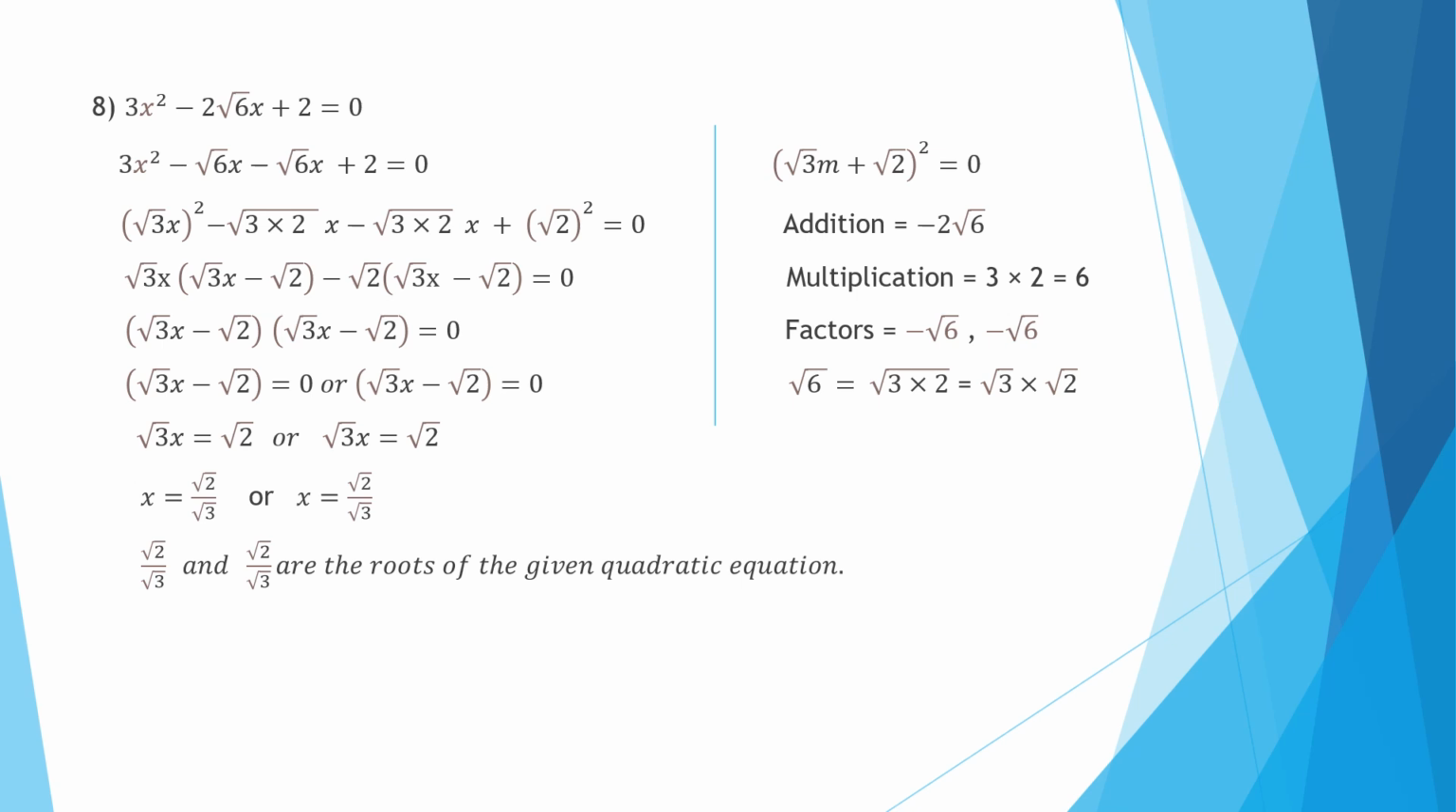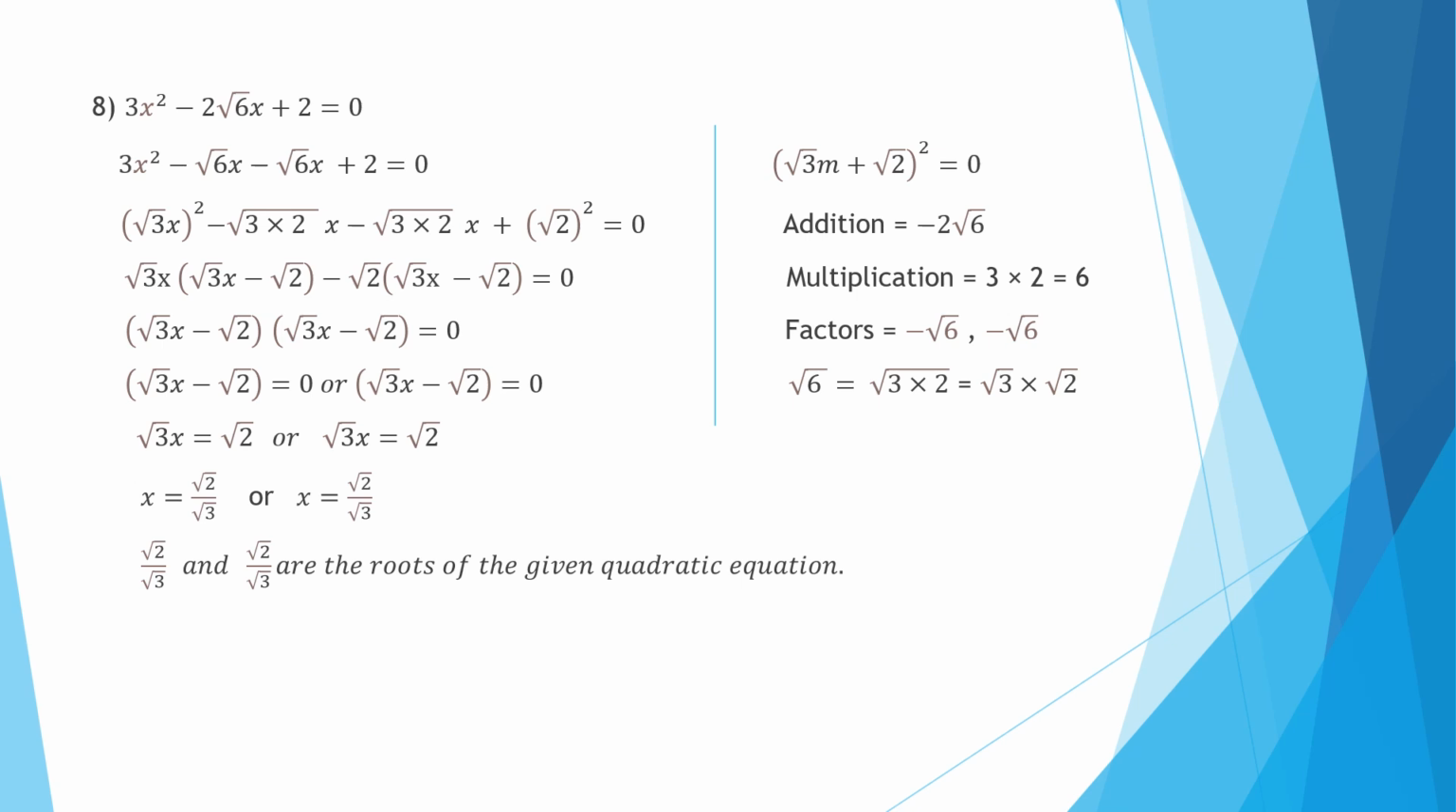Here the common is root 2. So we write root 2 here and in bracket we write root 3x minus root 2 is equal to 0. Then we write the common in first bracket, that is root 3x minus root 2. And in second bracket we write root 3x minus root 2 is equal to 0. Both the brackets are same.